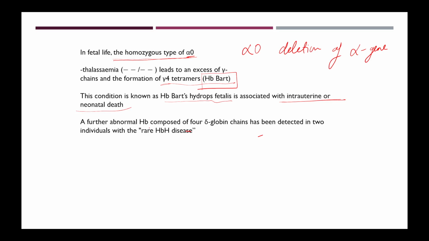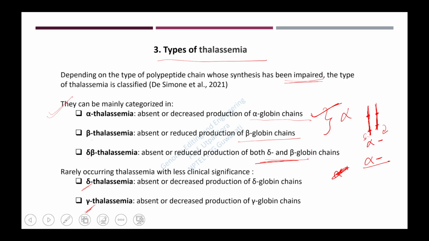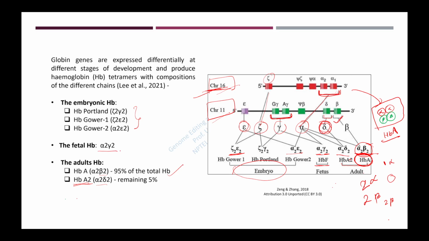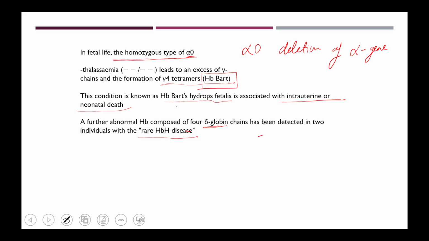Further, an abnormal hemoglobin composed of 4 delta globin chains has been detected in 2 individuals with rare HbH disease. So these are some rare diseases. As we have seen in the fetus, we have alpha 2 and gamma 2. So if we have an alpha 0 mutation, then only gamma subunits will be produced, that will make only gamma tetramers, and that will be referred to as Hb Bart's hydrops fetalis.